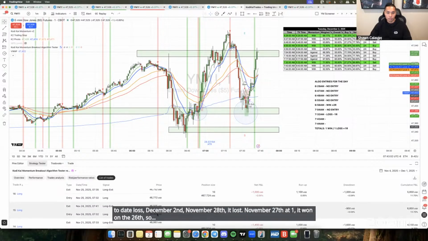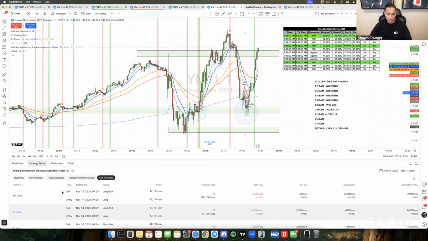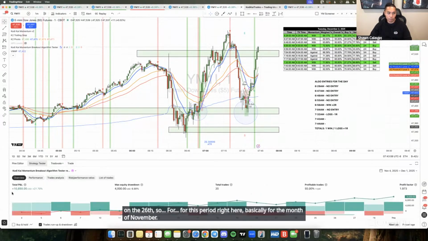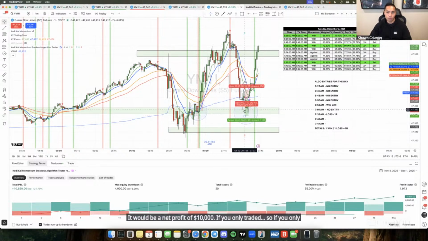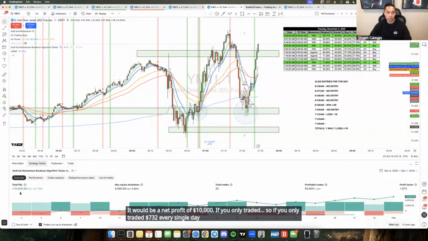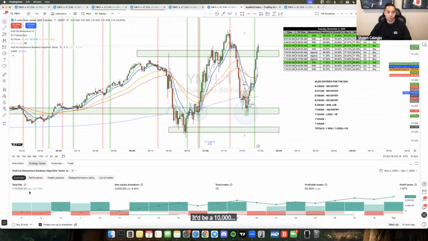So for this period right here, basically for the month of November, it would be a net profit of 10,000 if you only traded 732 every single day. This is what your profit would look like. It'd be a 10,000 profit if you're doing 10 contracts, 21% profitability. Max drawdown is 4,000. There's basically 4 losses. And obviously it won more than it lost.